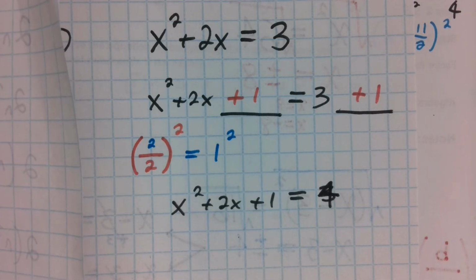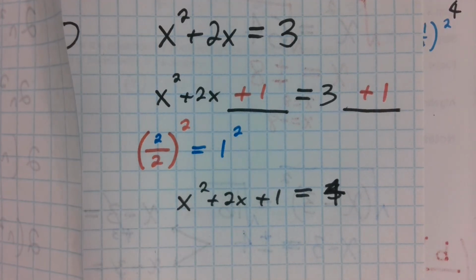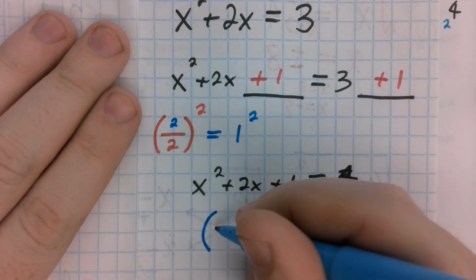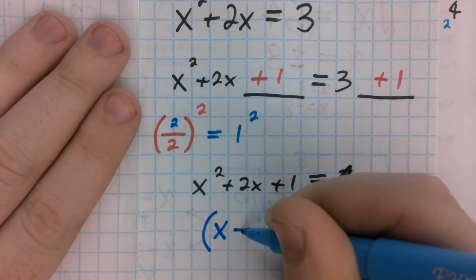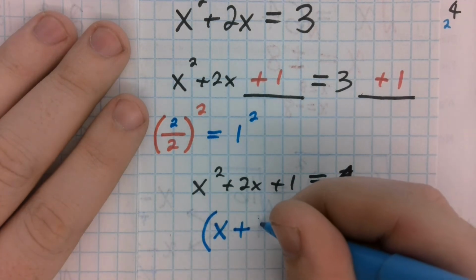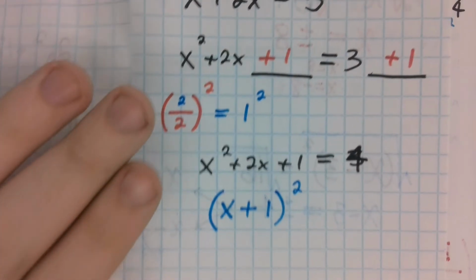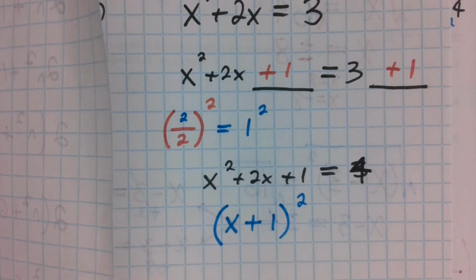Well, how do we solve this? Remember, this can be factored as a perfect square trinomial. So we recall that it's always going to be x plus 1/2 of our b value, 1/2 of 2, we said is 1. X plus 1 squared.